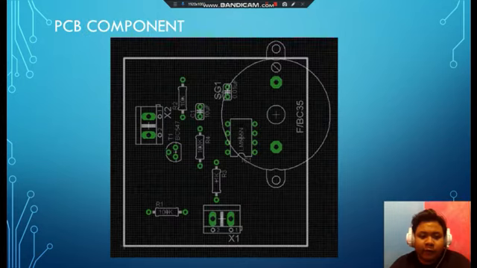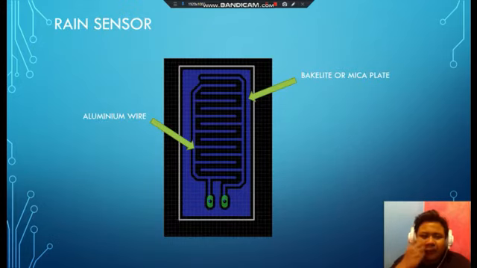The next is the PCB component. The last one is the rain sensor. For the sensor, we use a bakelite or mica plate, and then aluminum wire fixed on the board. Okay, thank you.